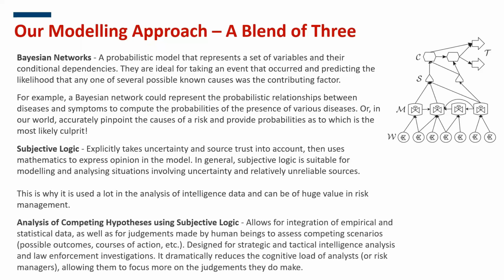So then the third component is effectively adding an additional component and utilising the subjective logic element as well. So what this does is allows for the integration of empirical and statistical data, and then allows you to take account of judgments made by human beings. So that's the subjective logic element, the transferring of opinion into mathematical elements. Yeah, that can be used to generate possible outcomes, courses of actions. So you can see where this might start to be really useful in risk management.